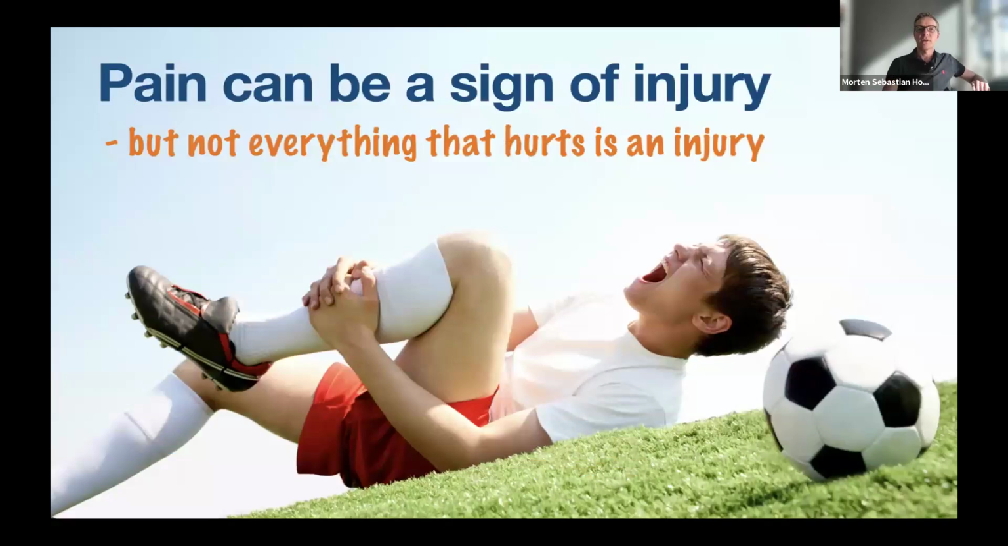So let's kick off. You would all be aware, I'm sure, that you can have pain but not be injured, and you can have injury and not be in pain. This is not controversial. We've known this for years. We've begun to be more and more aware of the differences and what it means.